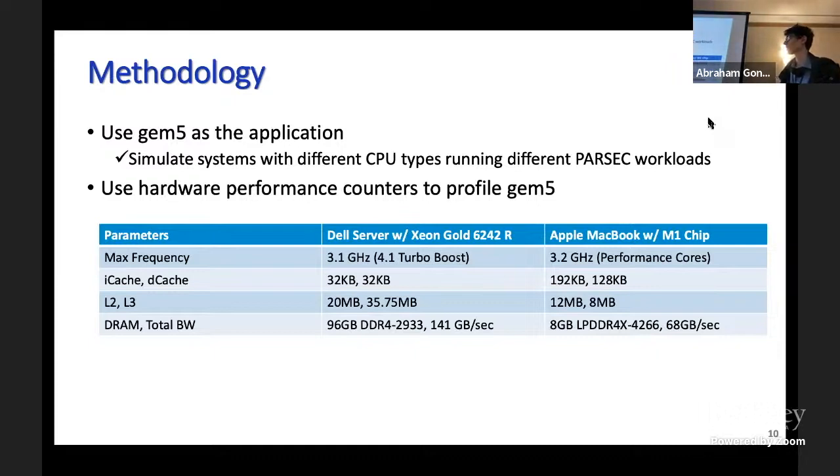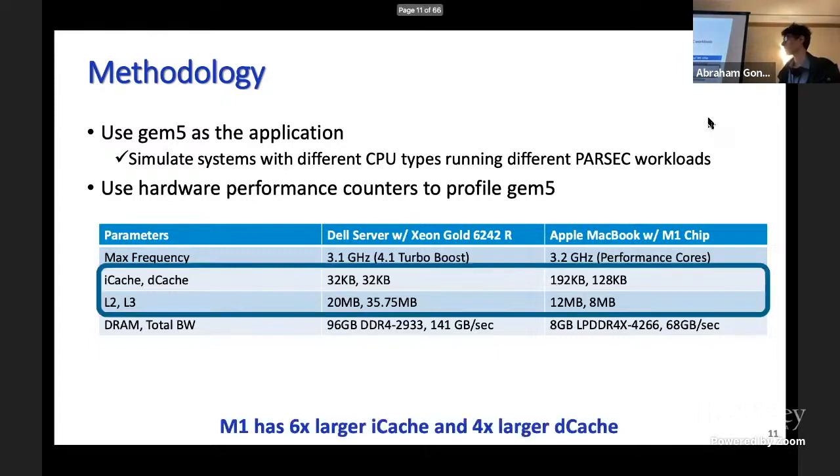And here are the specifications for the two processors, the Xeon Gold, which is Skylake microarchitecture, and then Apple's ARM M1 chip. And just looking at these details, you could probably glean some insights on why the M1 chip might outperform the Dell server. The M1 chip has a 6 times larger L1 I cache and a 4 times larger L1 D cache.